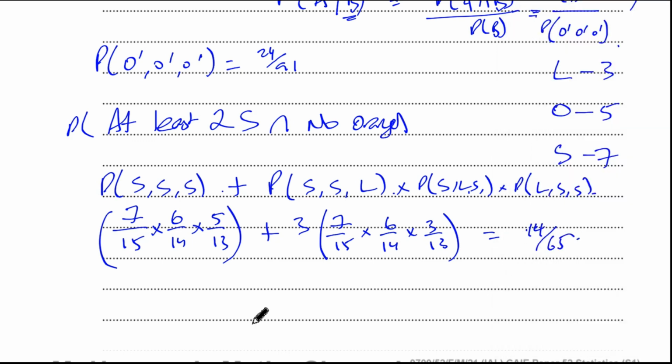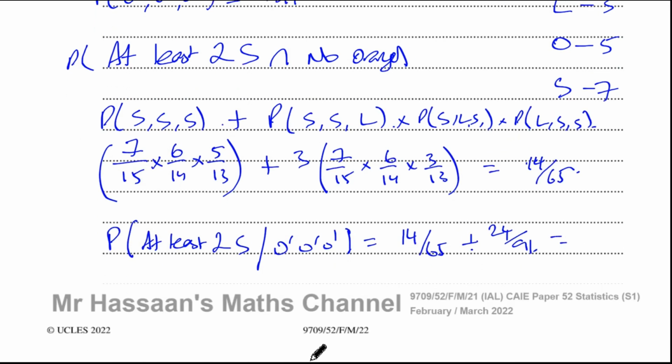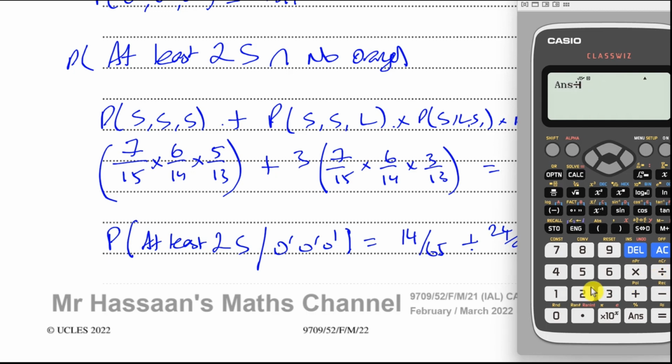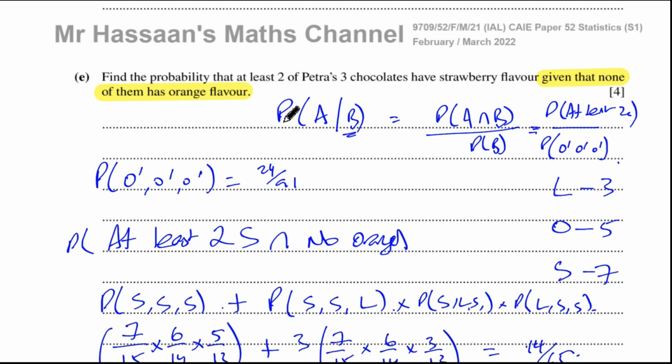So the answer we're looking for, the probability that we have at least 2 strawberries given that there are no oranges, is going to equal 14 over 65 divided by 24 over 91. This is the conditional probability. We take this answer and divide it by 24 over 91, and that gives us 49 over 60. 49 out of 60, and there's the answer to part E of this question.